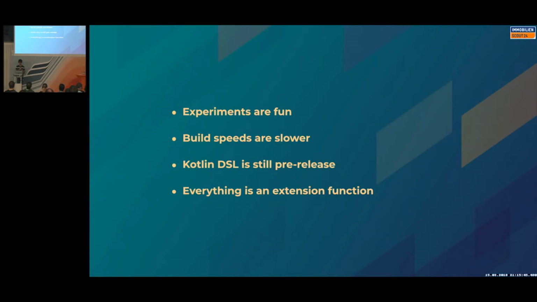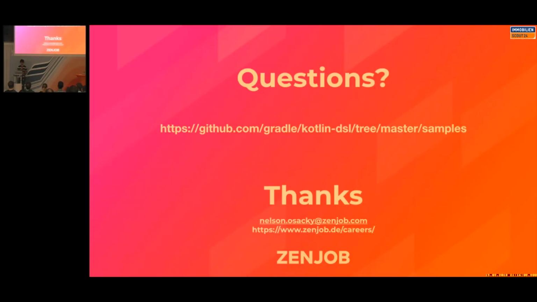So that comes to the end of my talk. In the end, it was a fun experiment. Build speeds are definitely slower, and the Kotlin DSL is definitely still in pre-release. You can also learn how everything is an extension function, and that's how you shape DSLs. So yeah, if you have any questions, I can happily dig into more samples. This is the link to the samples from the official Kotlin DSL samples, and thank you very much.